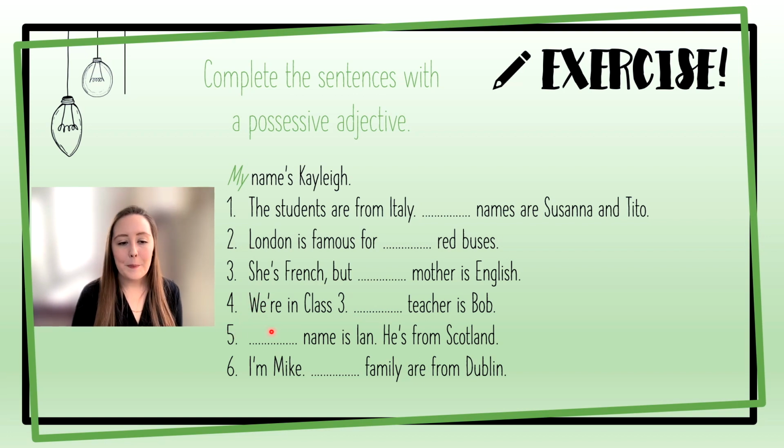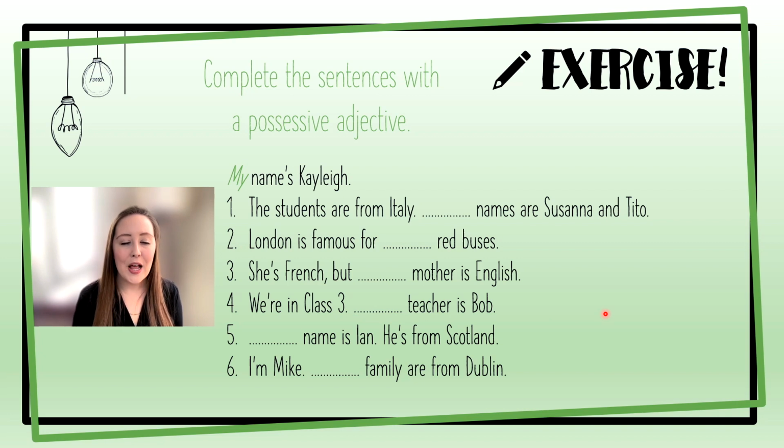Number 5. Name is Ian. He's from Scotland. What is the possessive adjective for he? Can you remember? And the last one, number 6. I'm Mike. Family are from Dublin. Can you remember the possessive adjective for I? Okay, let's see if you're right.